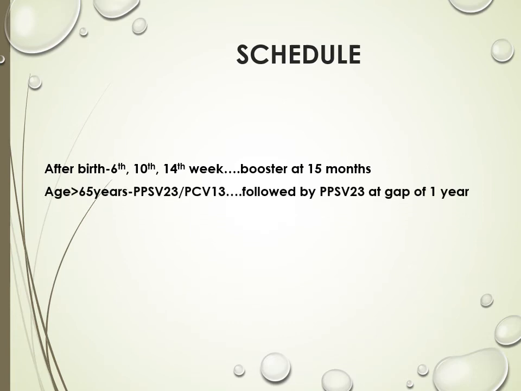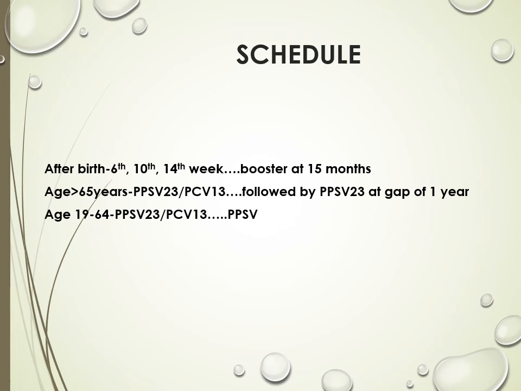So in age more than 65 years, we already know that we have to give PPSV23, that is 23 valent. You can also give PCV13. Either one can be given, and that has to be followed by the 23 valent at a gap of 1 year. So there you have to give two doses, with a gap of 1 year. In case of 19 to 64, all those having any risk factors, there you have to give the PPSV23, that is 23 valent, or you can give 13 valent, and that is to be followed by the PPSV.